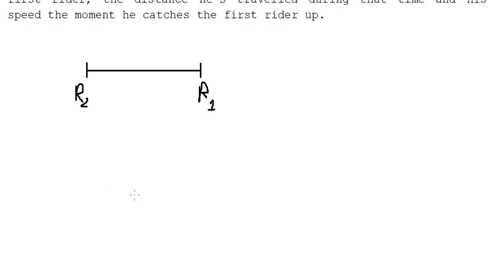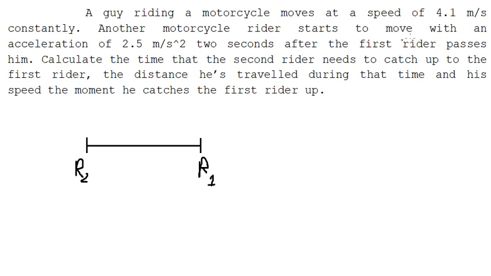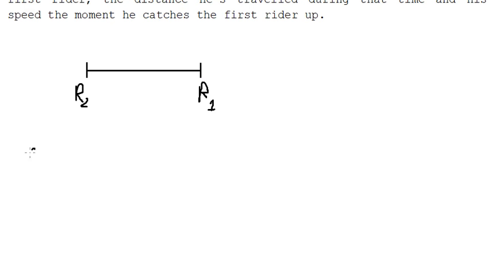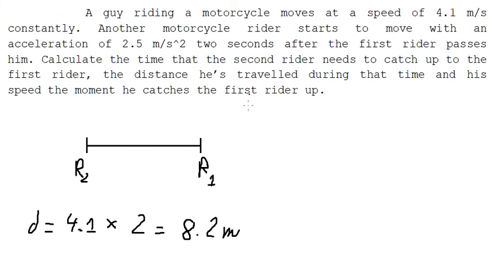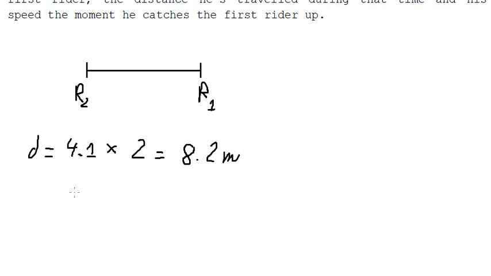So after 2 seconds here, the distance between rider number 2 and rider number 1 we can calculate by D equal to 4.1, that's the velocity of rider number 1, multiplied by 2. So we have the distance between rider number 2 and rider number 1. That's about 8.2 meters. And now we can apply this formula in here.